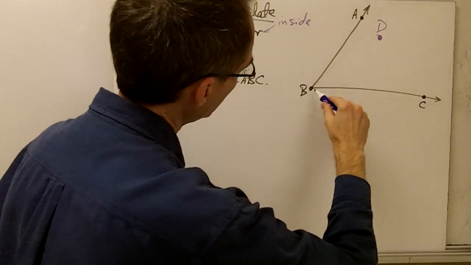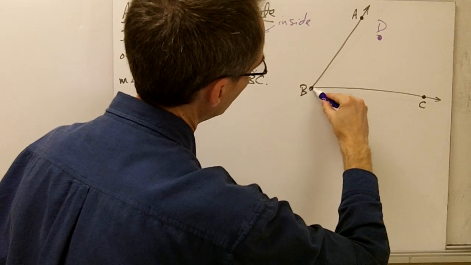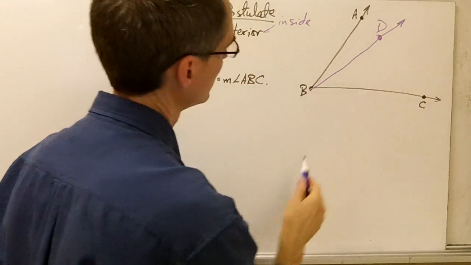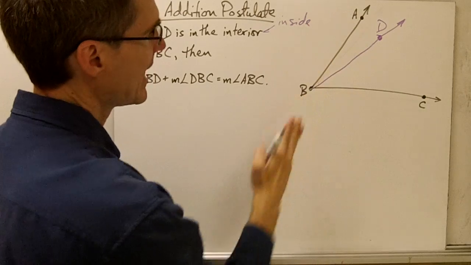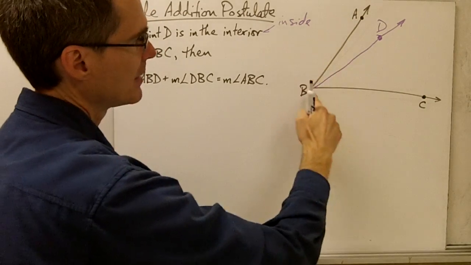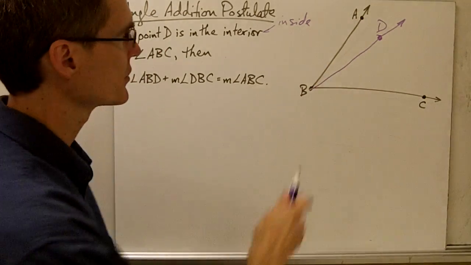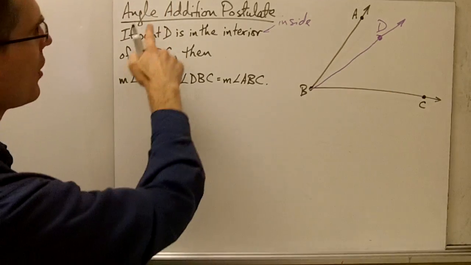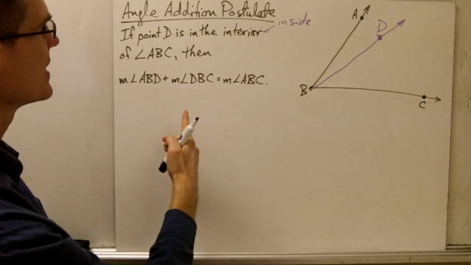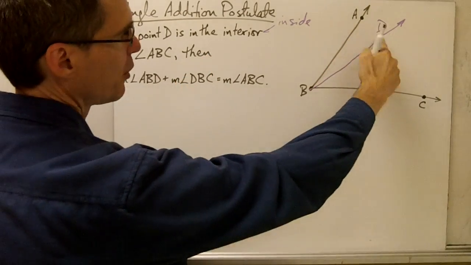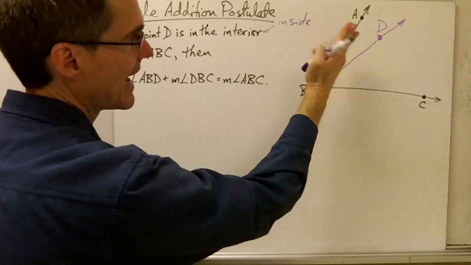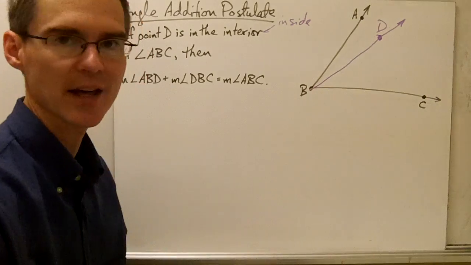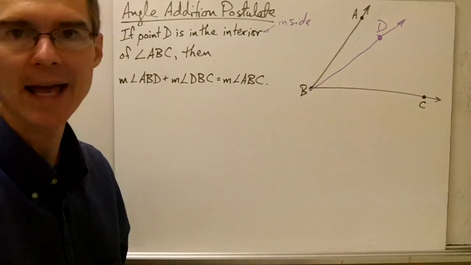Let me go ahead and draw a ray from point B through point D. So now I've got ray BD. Now what I've done is I've essentially divided angle ABC into two smaller angles, angle ABD and angle DBC. All the angle addition postulate says is that once you have a point inside an angle that divides that angle into two smaller angles, if you add those two small angles together, you get the big angle.